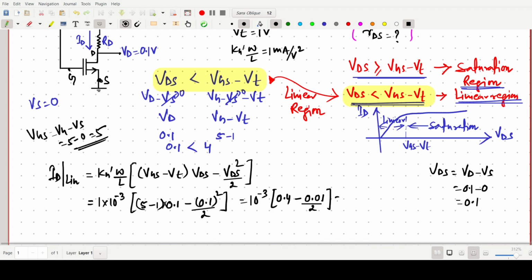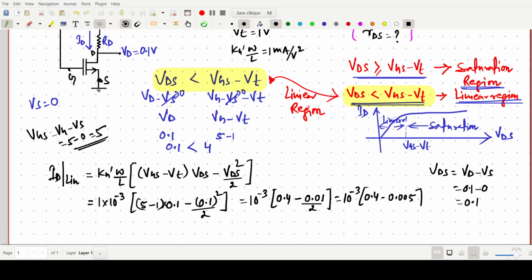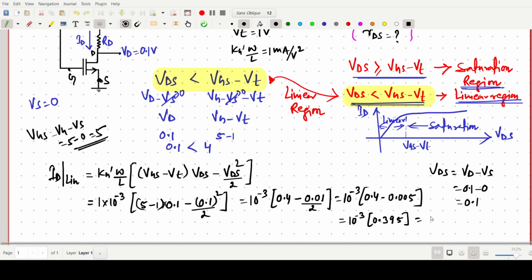Then if we solve this one, it will come 10 to the power minus 3, 0.4 minus 0.01 divided by 2. So if we calculate, simply it will come like 0.0005. Okay, you can calculate this one through a calculator. So this one 0.4 minus this should be 0.395. Okay, so one can write this as 0.395 milliampere.